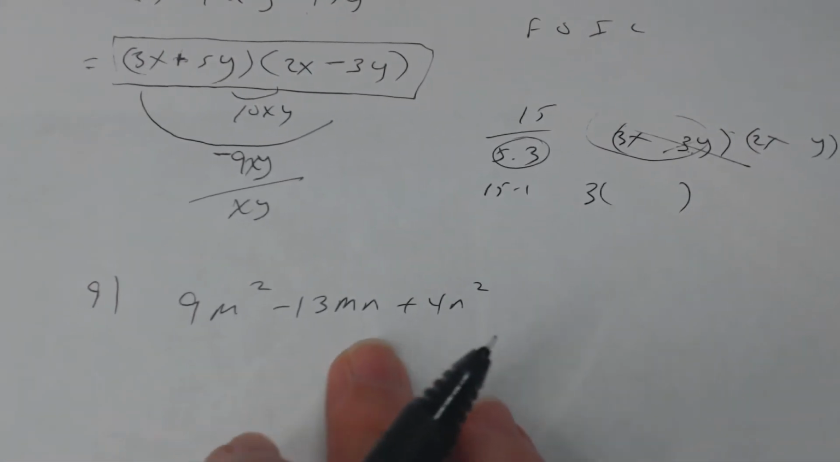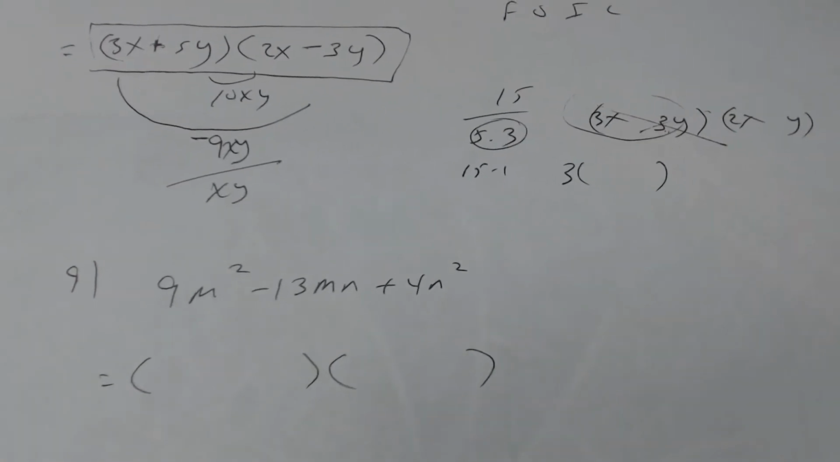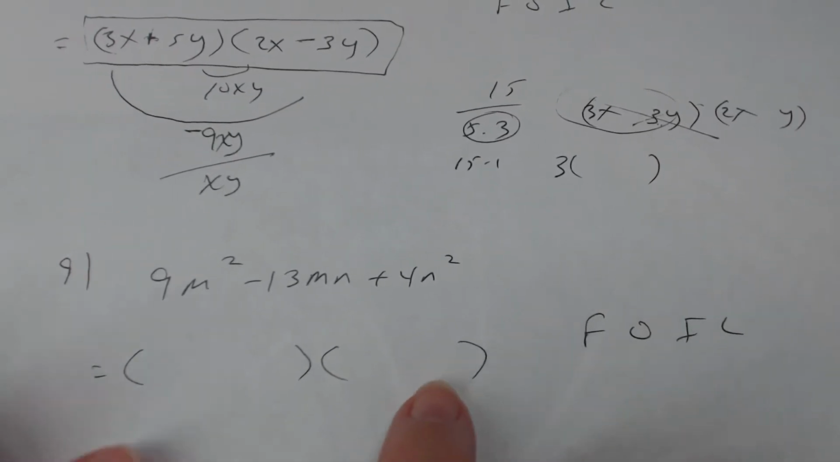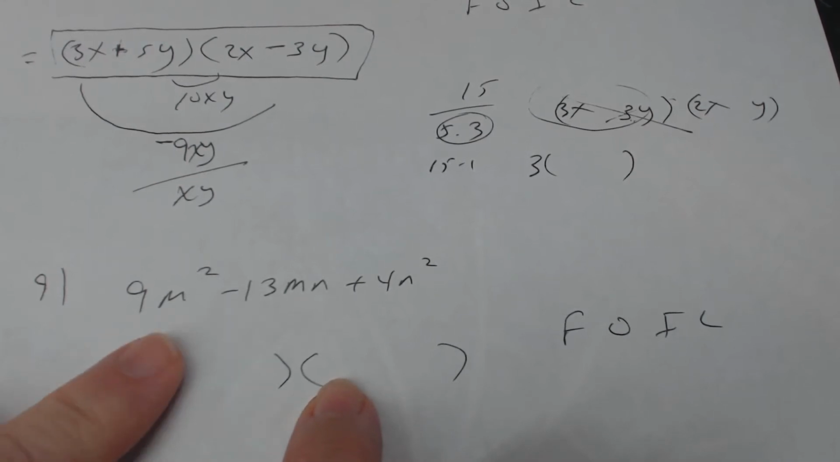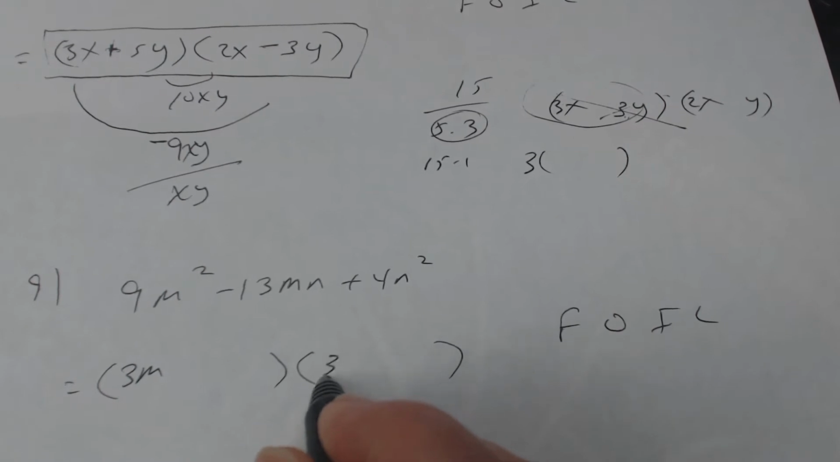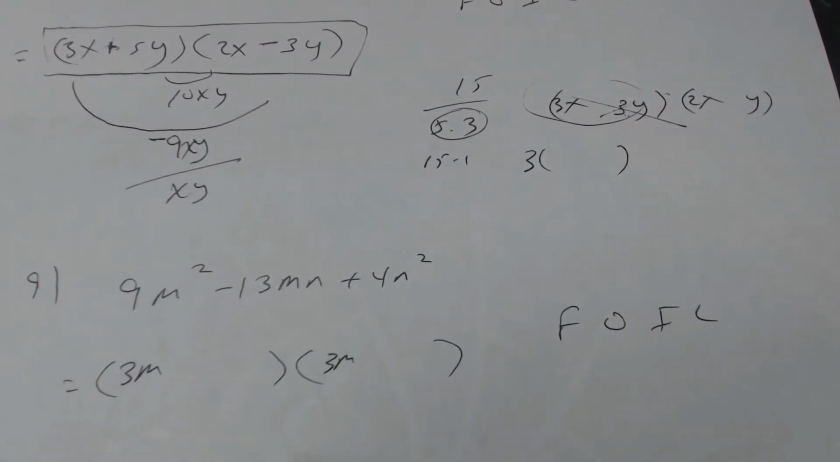All right, now the GCF is 1, so I'm going to go directly to the two binomials. I'm going to use FOIL and then trial and error. So let's do the F first. So two factors of 9m squared. So let's try 3m and 3m. Let's see what happens. If that doesn't work, we'll try 9m and m.